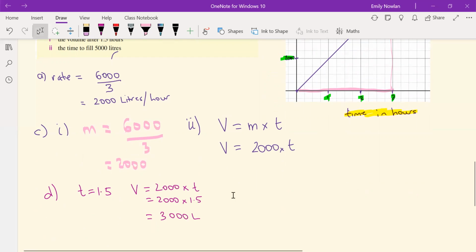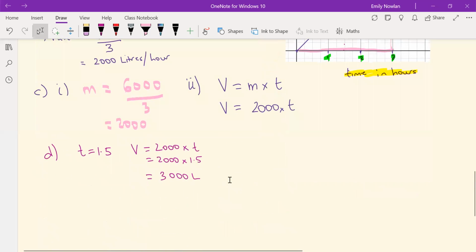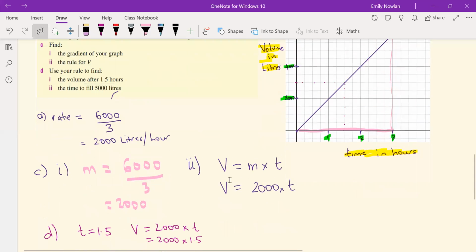3,000 litres. And we can have a look up here and see if it makes sense. So if I want to have 1.5, I can have a look here and see if it seems to make sense on my graph. Look at that, I go across. It does seem to match up to find the 3,000. So that looks sensible, looks like it's working. Well, that was part 1.